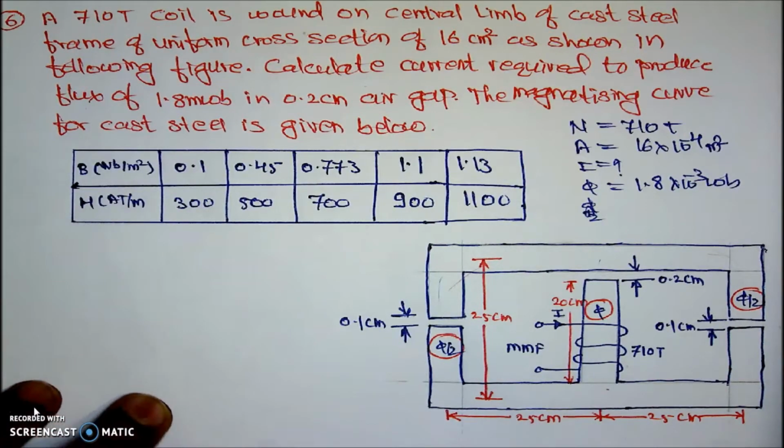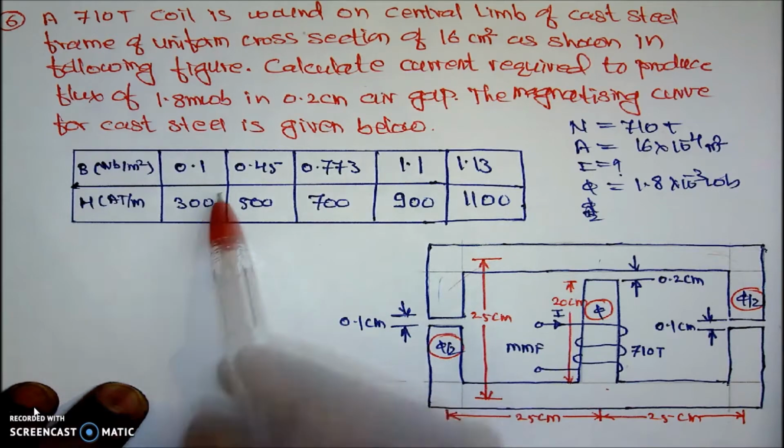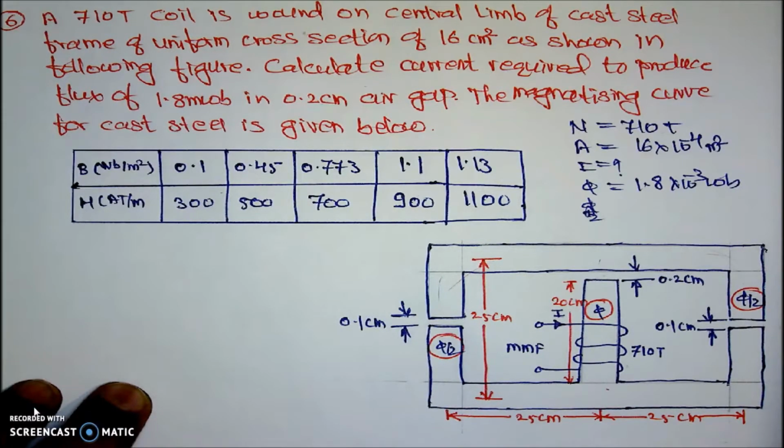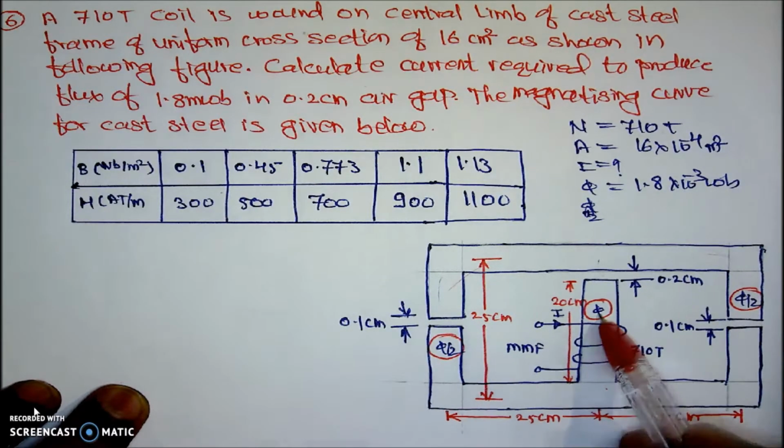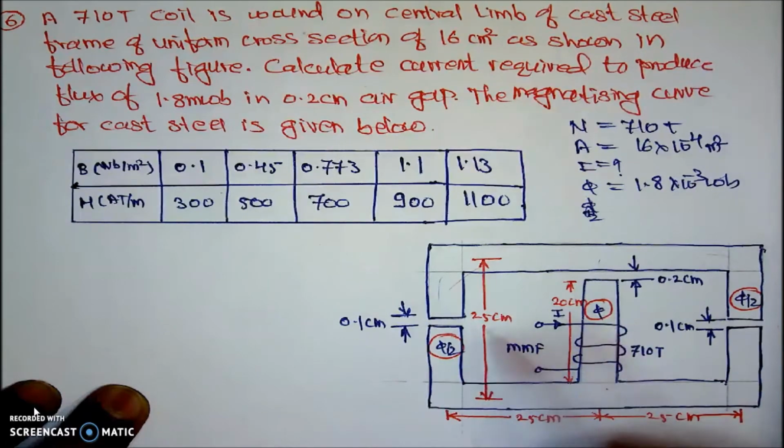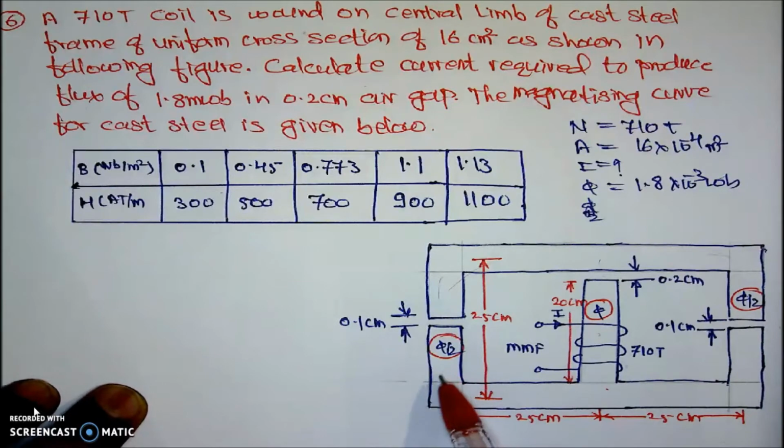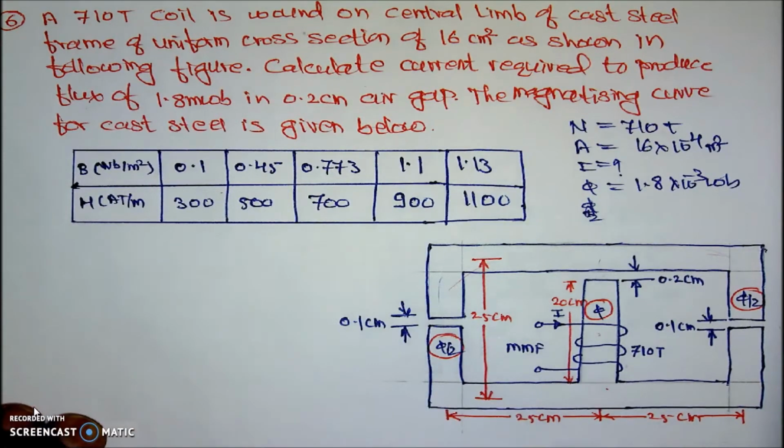Now here in this case, if the BH curve is given, the value of the relative permeability is not given. That's why we have to calculate the relative permeability, because here the flux is different and here the flux is different, meaning in both cases the flux density will be different. That's why we have to calculate the relative permeability for the central limb and the relative permeability for this side limb.